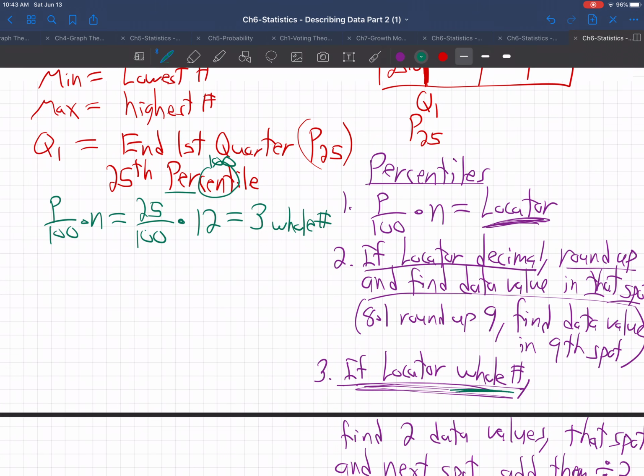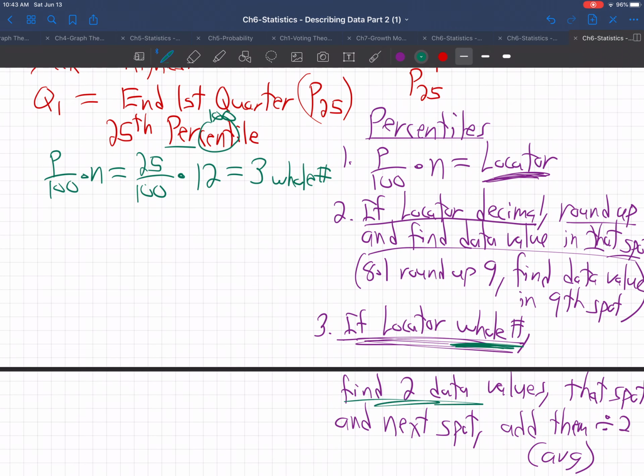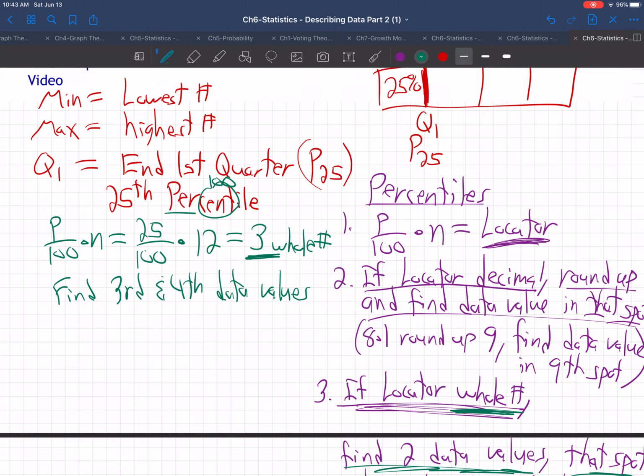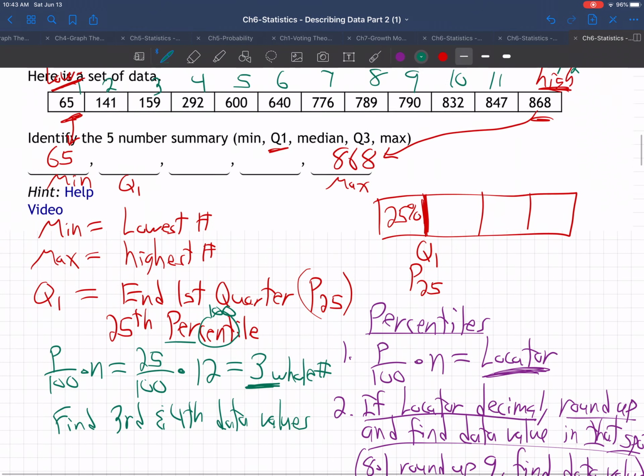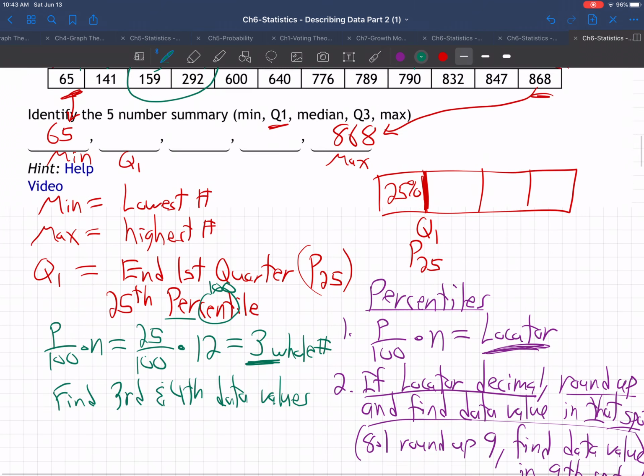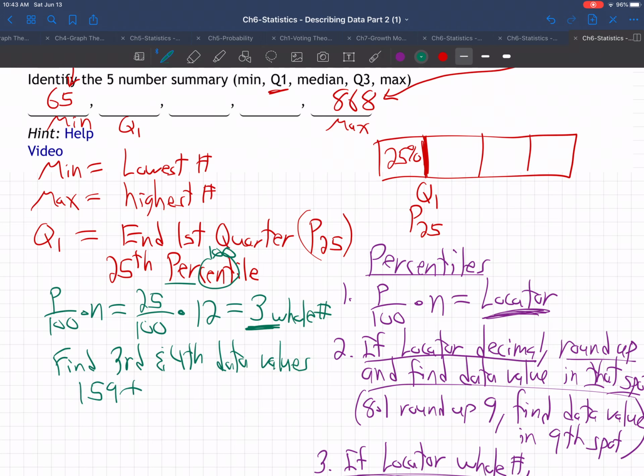So I'm going to go with this plan. Whole number, what do you do when you get a whole number? Find 2 data values, that spot and the next spot, add them and divide by 2, average them. So go find the third and fourth data values. Because it came out 3, a whole number, find that spot and the next spot. So 1, 2, 3, 3 and 4, there they are. Third and fourth data values, 159 and 292. You add them and divide by 2. In other words, you take the middle of them, the average of them.